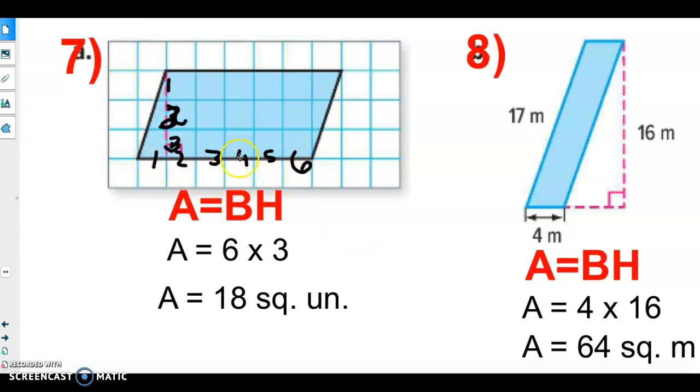If you look at this, the base is 6, the height is 3. 6 times 3 is 18. In this case, 17 is not the height. The height is the dotted line. So the base times the height is 4 times 16, which is 64 square meters.